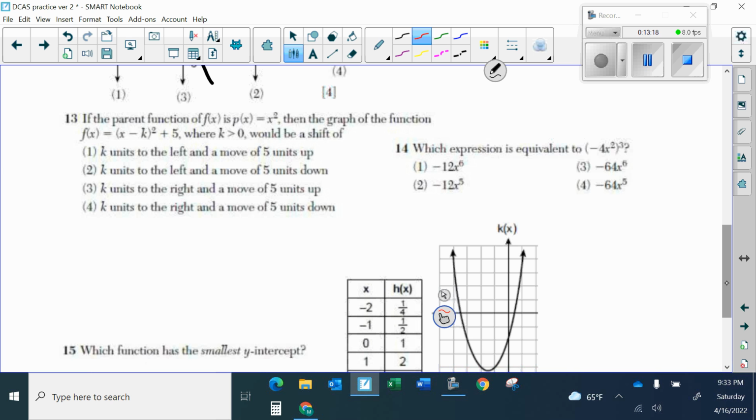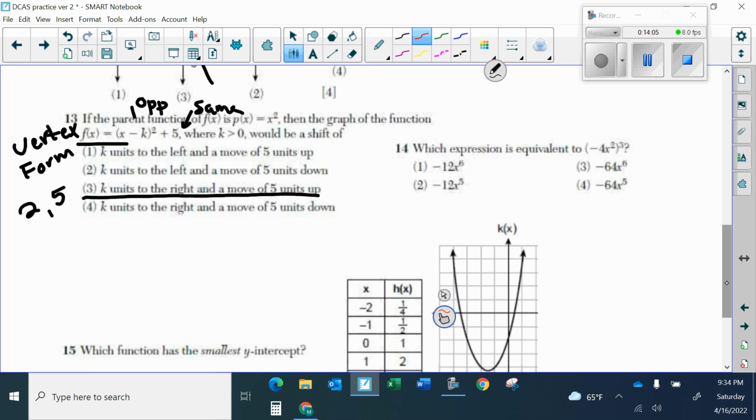The parent function of f of x is f of x equals x squared, or in this case, p of x equals x squared. Then the graph of the function, where k is greater than 0, such as 2, if you just plug it in, do a check. If I saw that, that's obviously called vertex form. We just got done testing on this. You should know this. So I can get my vertex right away. My vertex is 2, 5. Remember, we do the opposite and the same here. Opposite for the x, same for the y when it's written in vertex form. So in this case, if I had that 2 in there, that'd be shifted right 2 and up 5. Okay, well, since we don't know it's really 2, we're going to say shifted right k and up 5 right there.